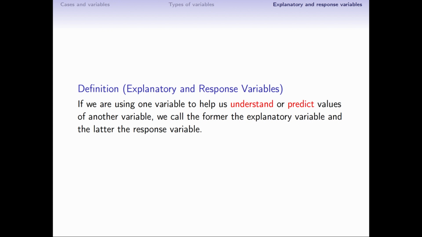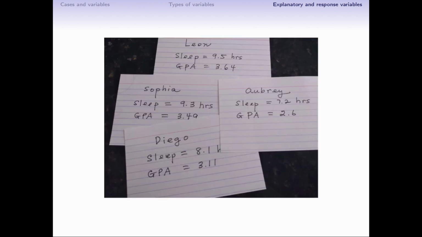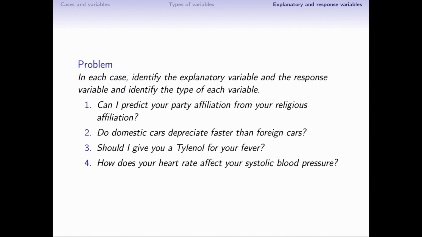So we have to bring some common sense into this and think of the situation, all right? But we have in this experiment the idea that the sleep and the grade point average are connected as an explanation and a response. All right, let's take a look at a problem. In each case, identify the explanatory variable and the response variable and identify the type of each variable.